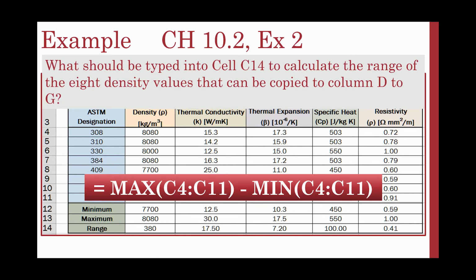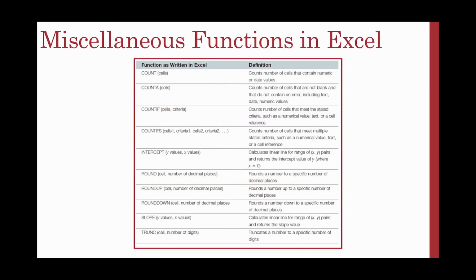Another way to actually do this is to subtract the min and max from the values in rows 12 and 13. So what else are some miscellaneous functions in Excel? We have count, which will count the cells that contain numeric data. Count if counts if the stated criteria is met.